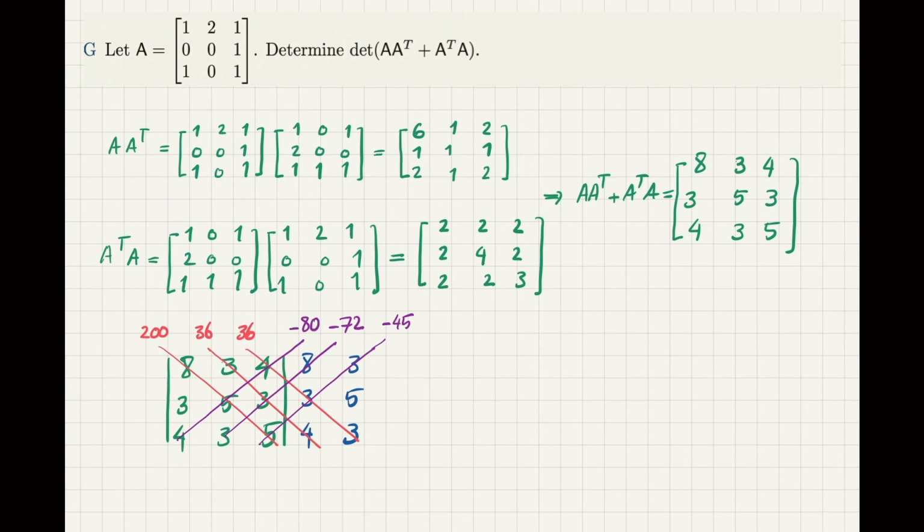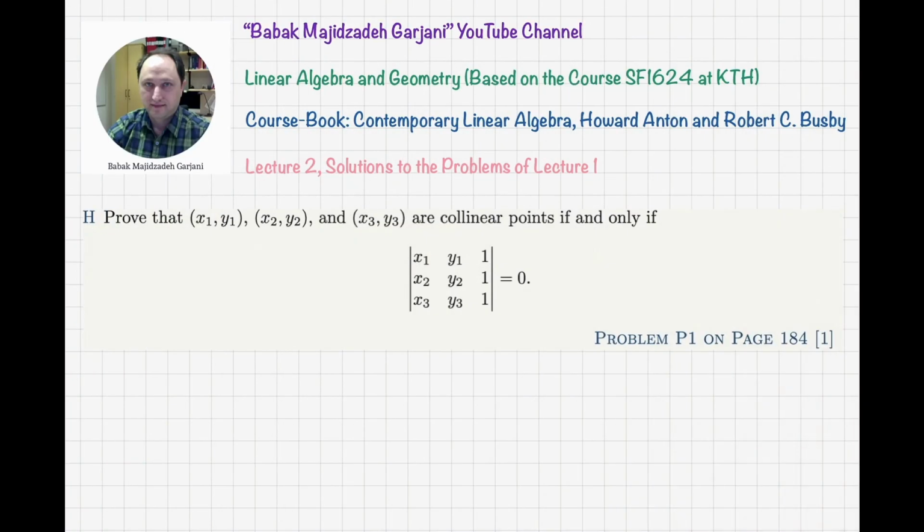Then I need to add them, exactly in the same order. So what happens is that I will have 200 plus 36, 36, and minus 80, minus 72, minus 45. So for example, this 72 and this 72 are gone. So this is 120, and the answer becomes 75 at the end.